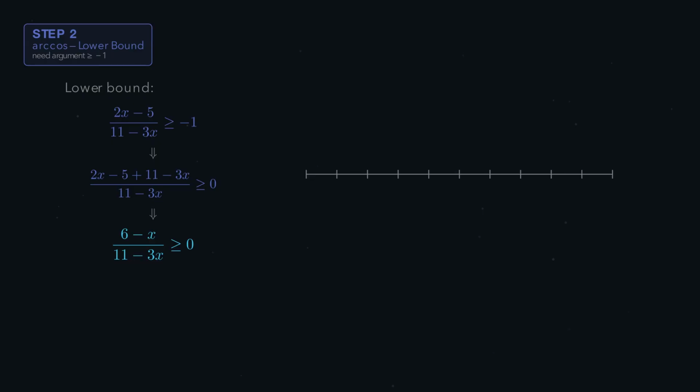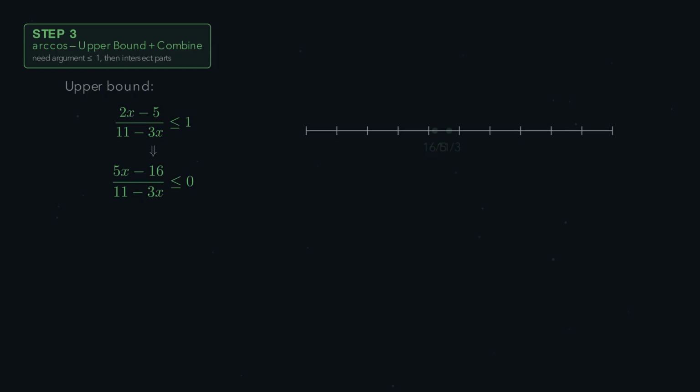For the arc cosine part, we split the condition into two inequalities. The lower bound rearranges to the fraction 6 minus x over 11 minus 3x being non-negative. A sign diagram at x equals 11 thirds and x equals 6 shows this holds for x less than 11 thirds, or x at least 6.